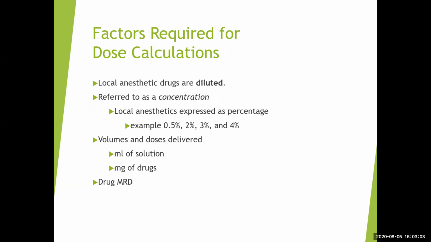So the local anesthetic is referred to as a concentration. The local anesthetic is always going to be expressed as a percentage. So for instance, you have 2% lidocaine or 3% mepivacaine or 4% articaine. That will always be printed on the cartridge, so that information is readily available. So then there's also the volumes and doses that are delivered. The solution is expressed in milliliters, and the drug, such as the local anesthetic or the vasoconstrictor, is expressed in milligrams. And then you have the drug MRD to consider.